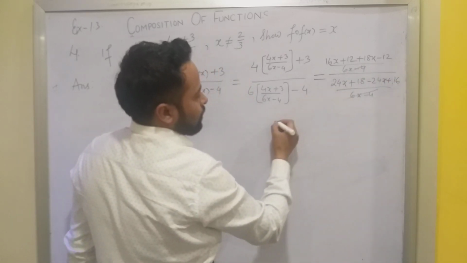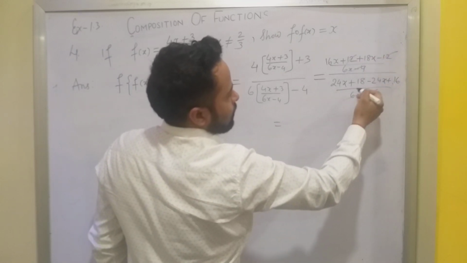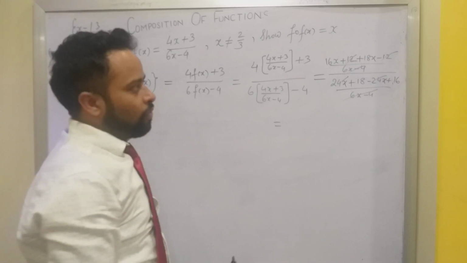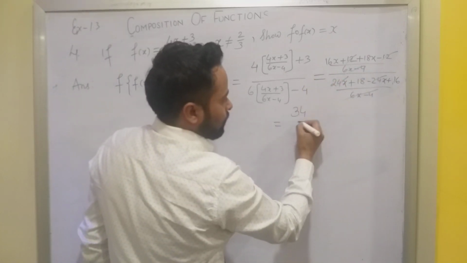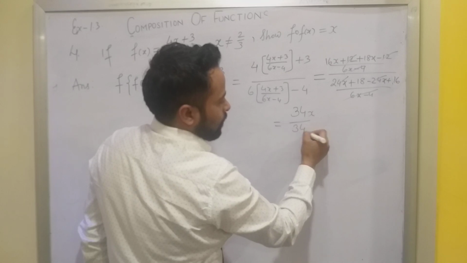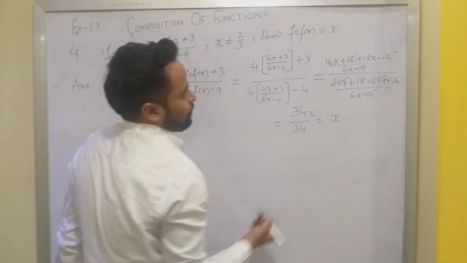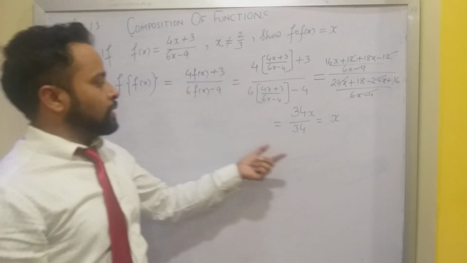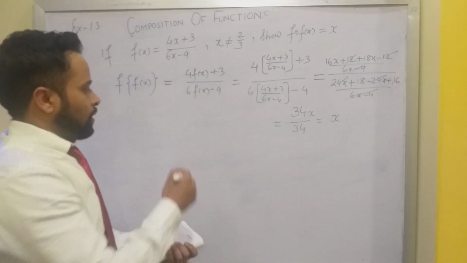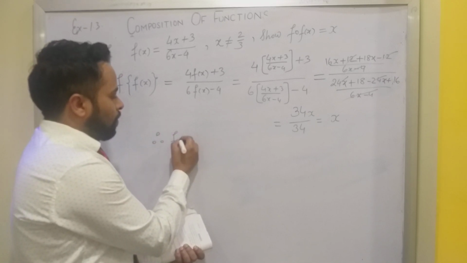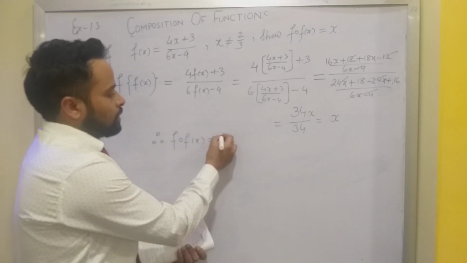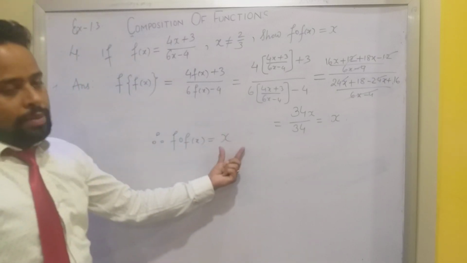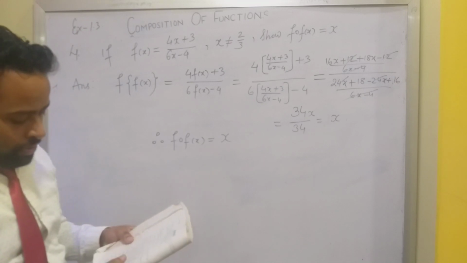This is getting cancelled. I am getting 12 12 cancelled, 24 24 cancelled. 18 plus 16 is 34. 34x by 34. What do I get? X. So what is f of x? F of x is x itself. So final answer is very important. F of x is the x itself. Whatever is the input, the same comes as output, it becomes an identity function.